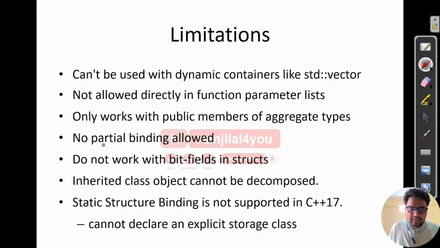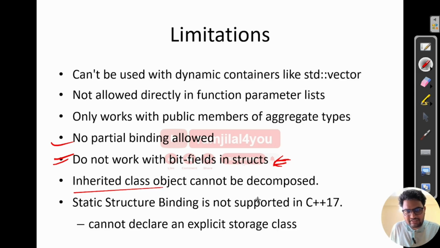Correct? I hope this is clear. No partial binding allowed. So now, do not work with bit fields in structs, right? I hope you know about bit fields in structures, where we can give the number of bits for a particular data type. That is what we can do with structures, but that is not allowed with structured binding. I think this feature is supported in C++20, not in C++17. That is what we can see in the upcoming videos.